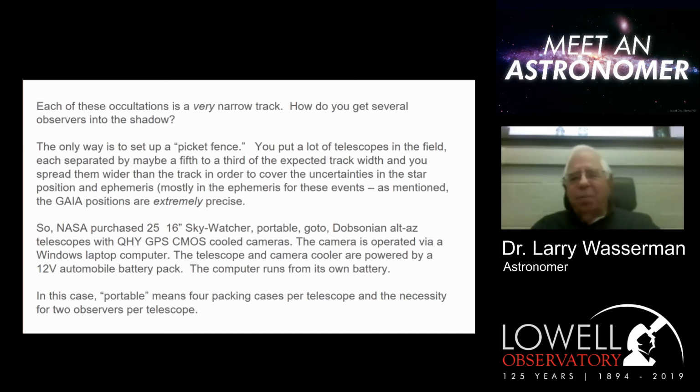The camera is operated via a Windows laptop computer. The telescope and camera cooler are powered by a 12-volt automobile battery pack, and the computer runs off its own battery. And in this case, portable is sort of a misnomer. 4 packing cases per telescope and 2 observers per telescope. Now, this is becoming a major project.